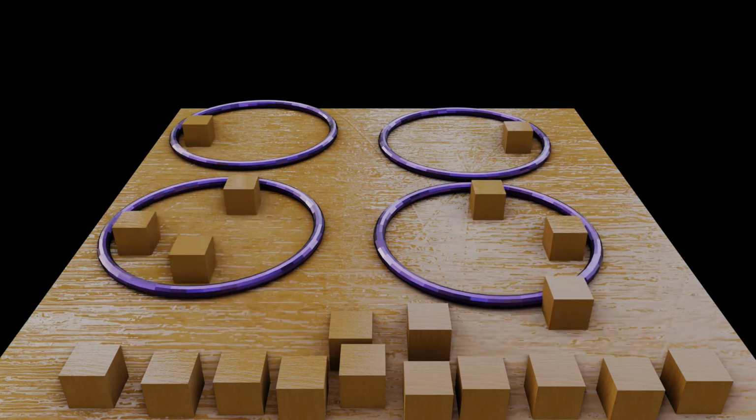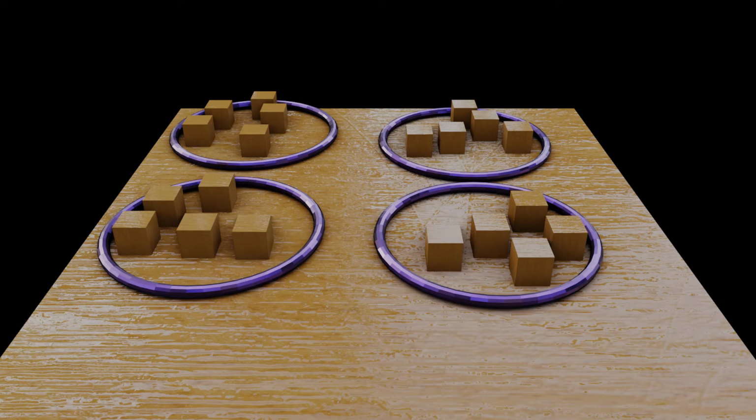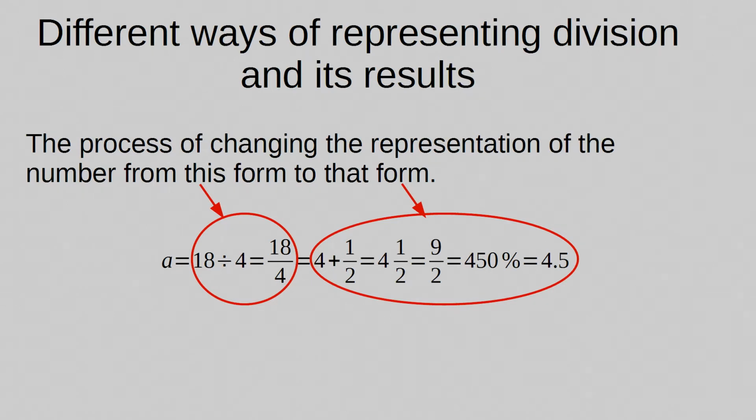Division splits a number into equal groups, and the result of a division is the number of items in each group. There are many ways of writing division. Starting from the left, you can use a division sign. You can also represent it as a fraction. Both of these ways of representing division need further processing to get to an answer.